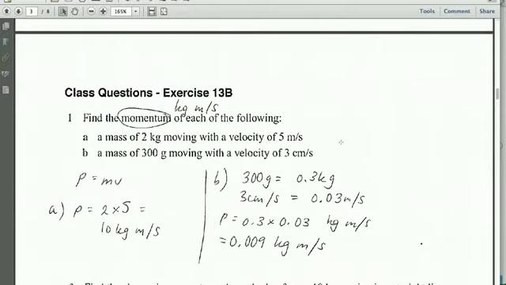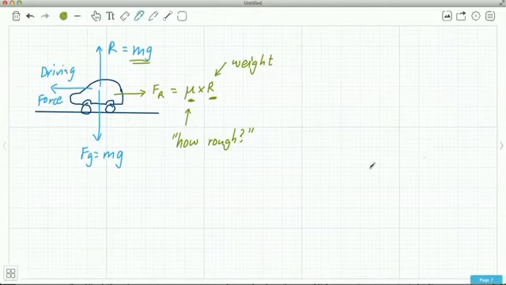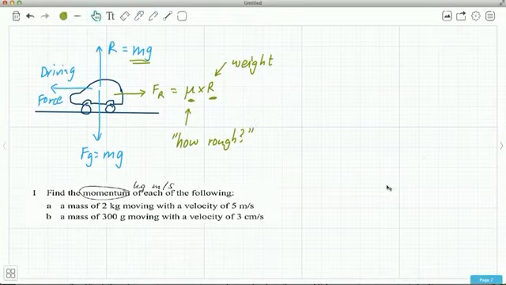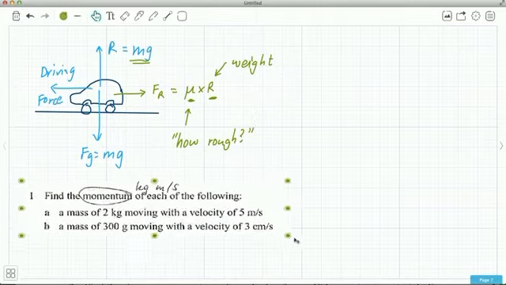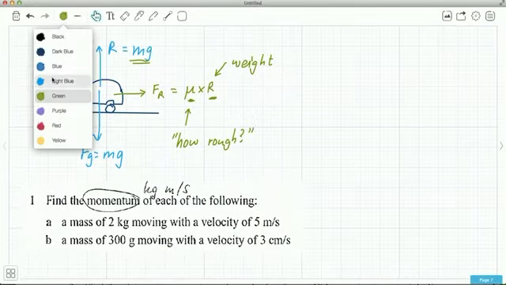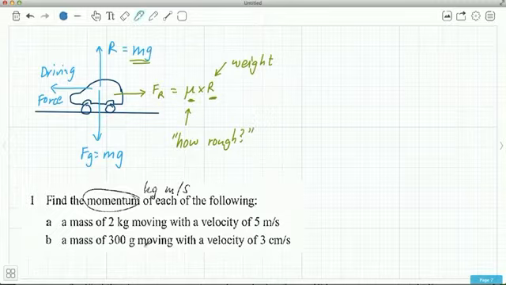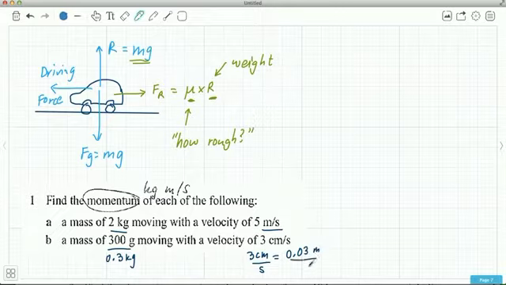So first thing we've got is momentum, and these are the questions in your book. Question 1 says find the momentum for each of the following. Momentum has to be in kilogram meters per second, so you have to make sure everything is in kilos and meters per second. This one is not in kilos. 0.3 kilos would make it in kilos. And it's also 3 centimeters per second, which is the same as 0.03 meters per second, because you're dividing by 100 for centimeters to meters.